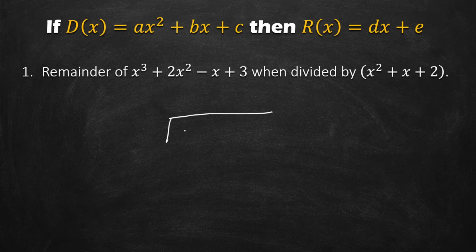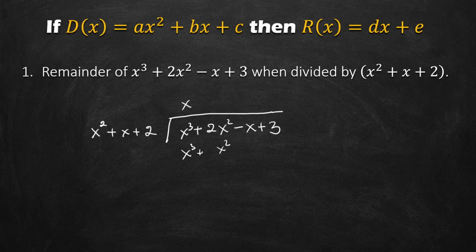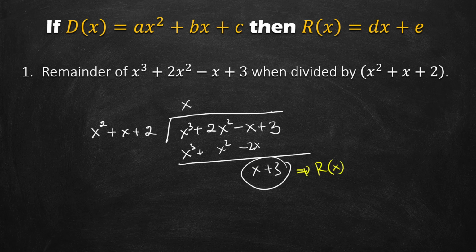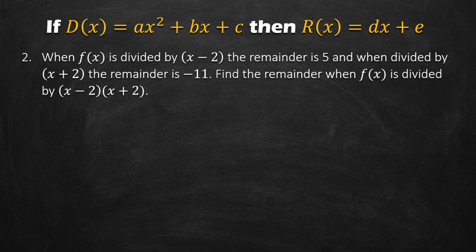So we're using long division. Even though long division is not efficient for the remainder theorem, for a basic problem like this it's faster. So this one will become x, and then x^3 + x^2 - 2x. So we'll get here x + 3. So this is the remainder. You can see that the remainder here is power of 1, or degree 1. With that concept in mind, let's solve this one.